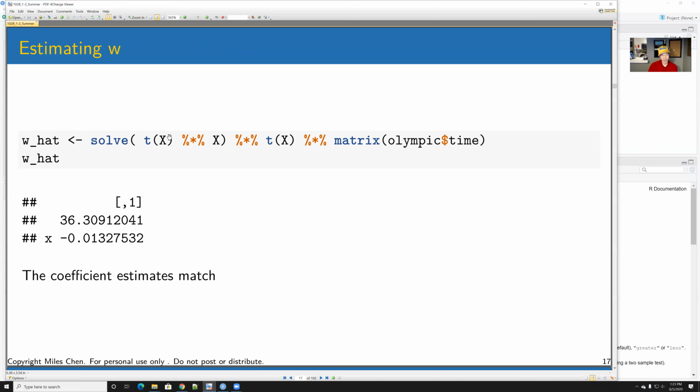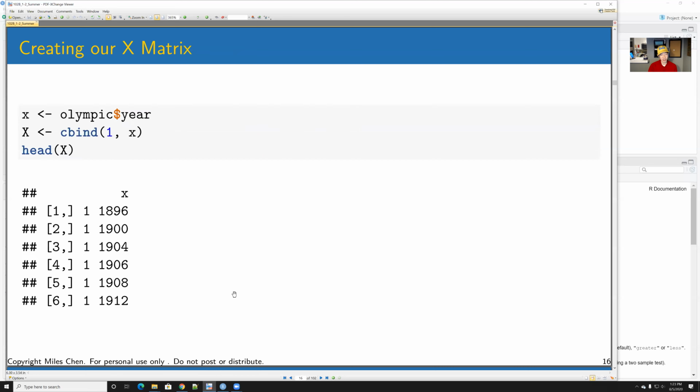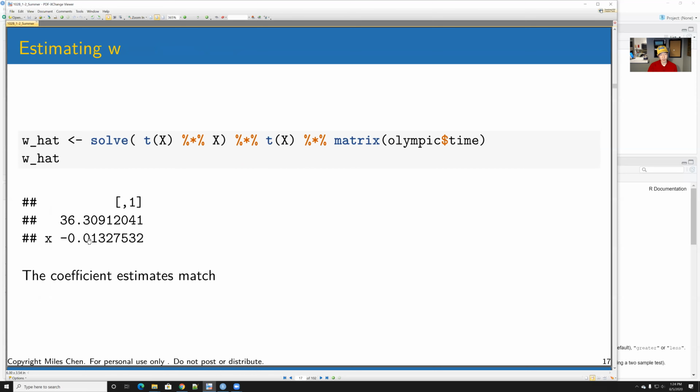When we do X transpose X inverse, X transpose times the actual values T, this is what we get: 36.309 with a slope of negative 0.0133, I should say. If we look at what we have here, we get 36.309 and negative 0.01328. Indeed, we get the same values. The estimates match.